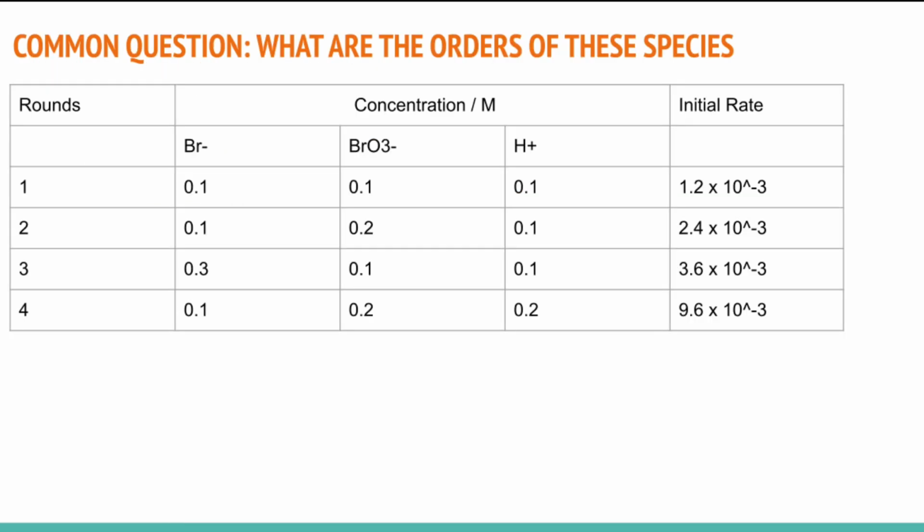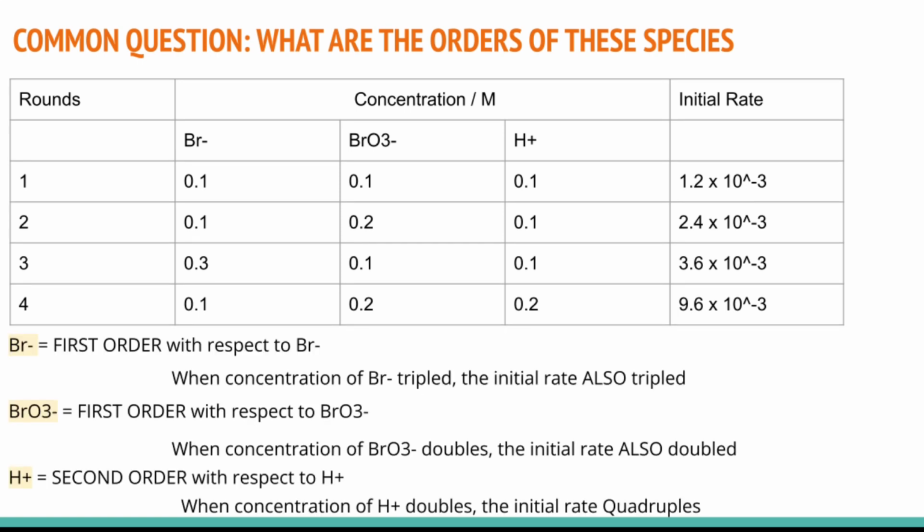On to a common question. What are the orders of these species? You guys can pause the video here and try to figure out what the order of these species are. So let's get started. Bromide is first order. But why is this? Because as you can see in experiment 1 and experiment 3, the bromide concentration triples whilst the concentration of bromate and hydrogen ion stays the same. And as you can see for the initial rate, as bromide triples, the initial rate also triples. This means that bromide is first order because its change directly affects the initial rate.